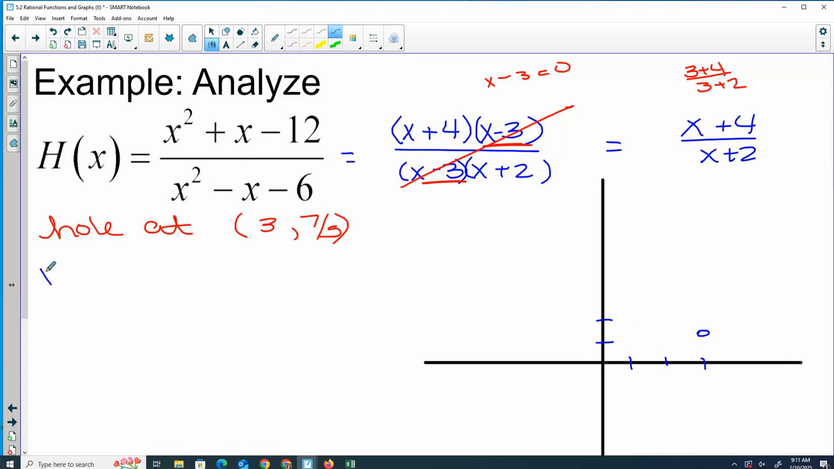Now we go through the rest of our stuff. So the x-intercept. An x-intercept is where you hit the x-axis, so y is 0. We have talked and said that in a fraction that really just means the numerator is 0. So if you set the top of our reduced fraction equal to 0, we get -4.